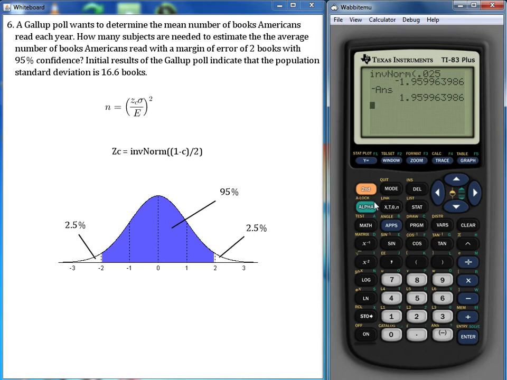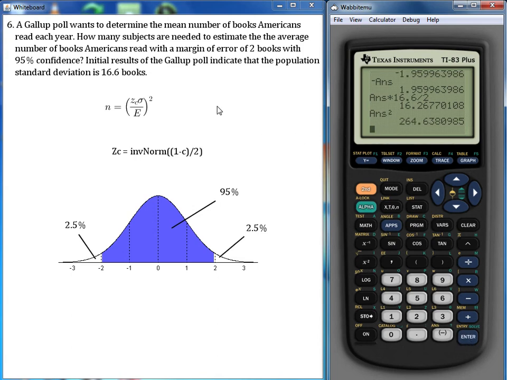And I'm going to take that answer and multiply it. So I'm hitting just the multiply button. It takes my last answer times the standard deviation provided, so 16.6. And then I'm going to divide that by the margin of error that I want, which is 2. And then finally, I'm going to square that result.